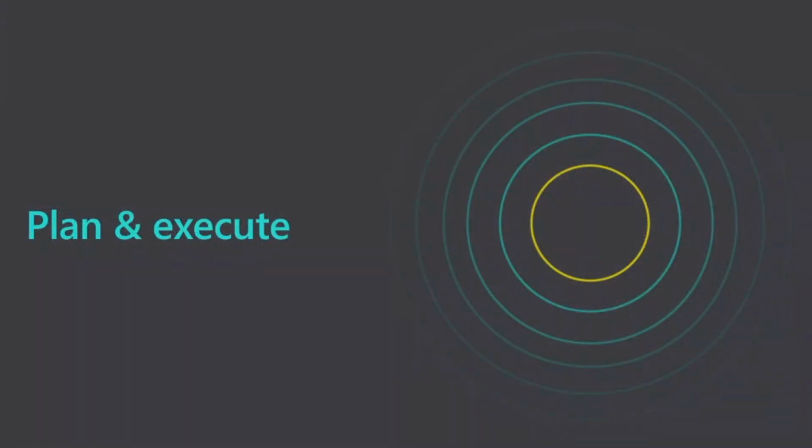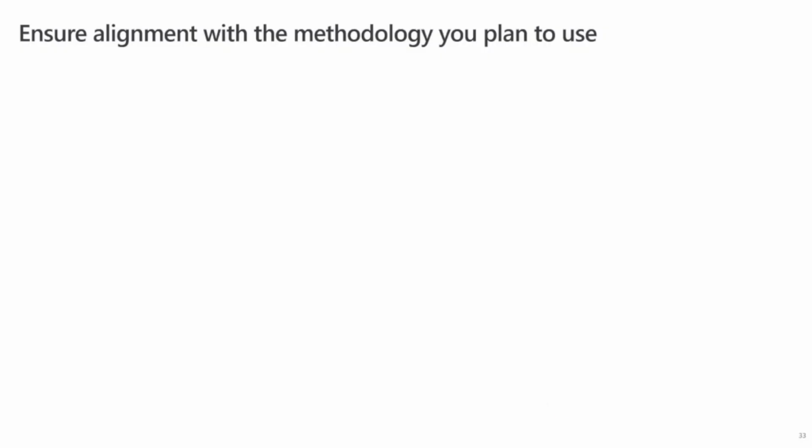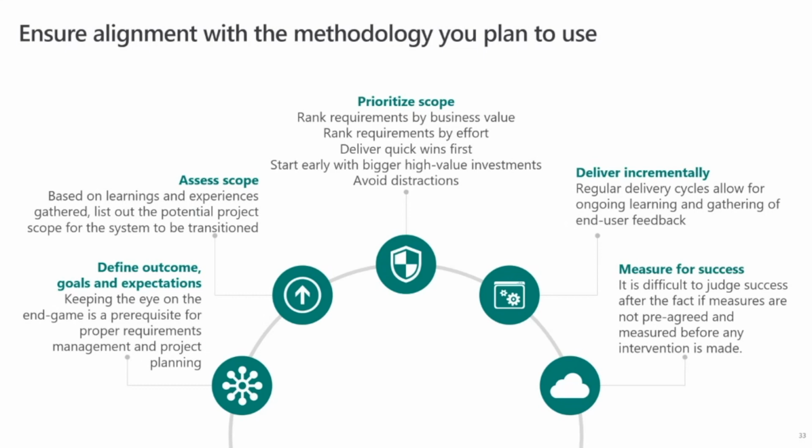And last, plan and execute your project. This needs to be done in accordance with your ALM and governance, so that you ensure alignment with the methodology you plan to use. And while doing so, keep these pillars in mind about defining outcome, goals, and expectations. Keeping the eye on the end game is a prerequisite for proper requirements management and project planning.